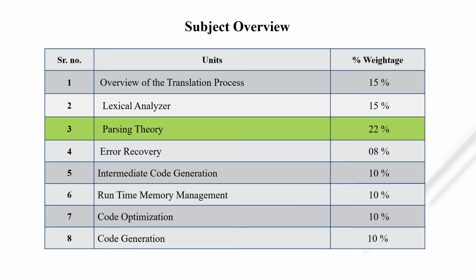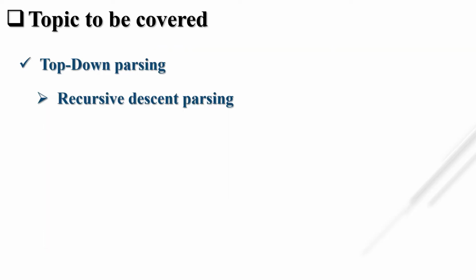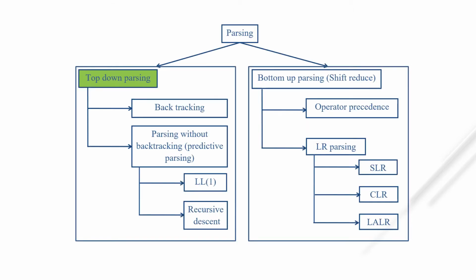So we are continuing with the third unit, that is parsing theory. The topic covered in this video is the recursive descent parser, which is one of the methods of top-down parsing. As we are already done with backtracking and LL(1) parsing, now we are proceeding with the recursive descent parser.